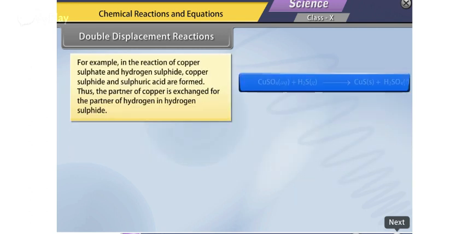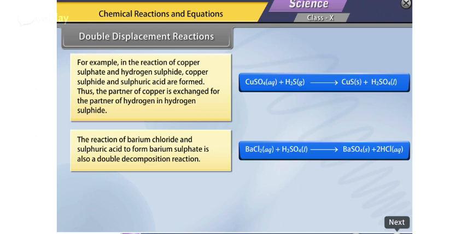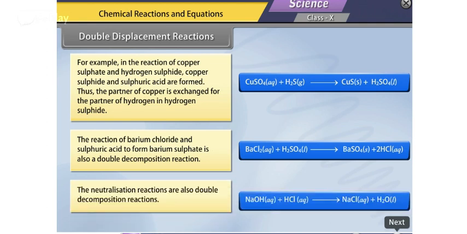For example, in the reaction of copper sulfate and hydrogen sulfide, copper sulfide and sulfuric acid are formed. Thus, the partner of copper is exchanged for the partner of hydrogen in hydrogen sulfide. The reaction of barium chloride and sulfuric acid to form barium sulfate is also a double decomposition reaction. The neutralization reactions are also double decomposition reactions.